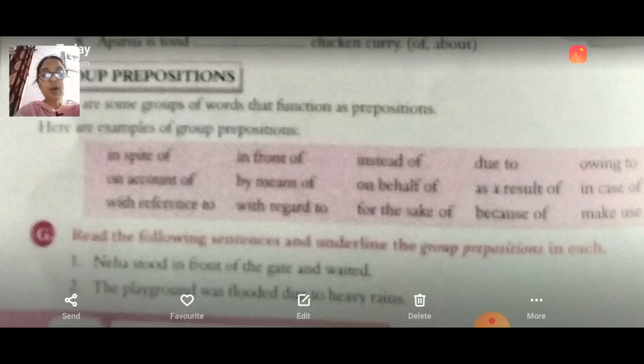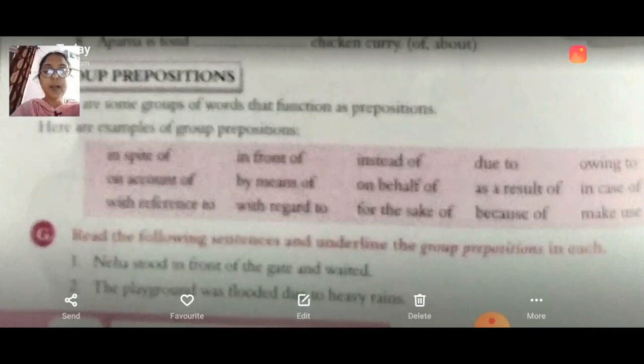of, by means of, on behalf of, as a result of, in case of, with reference to, with regard to, for the sake of, because of, make use of. So in this exercise we are going to underline the group preposition. Read the following sentences and underline the group preposition in each.